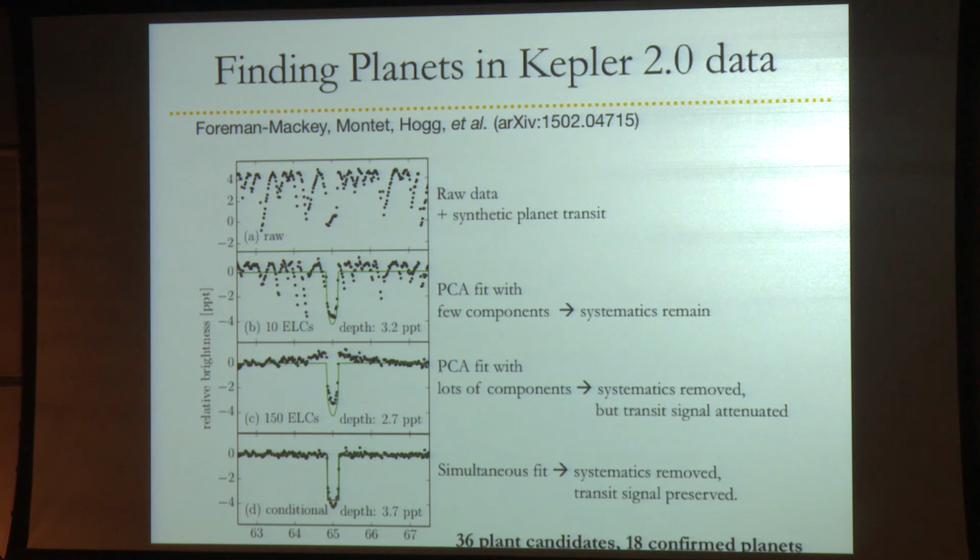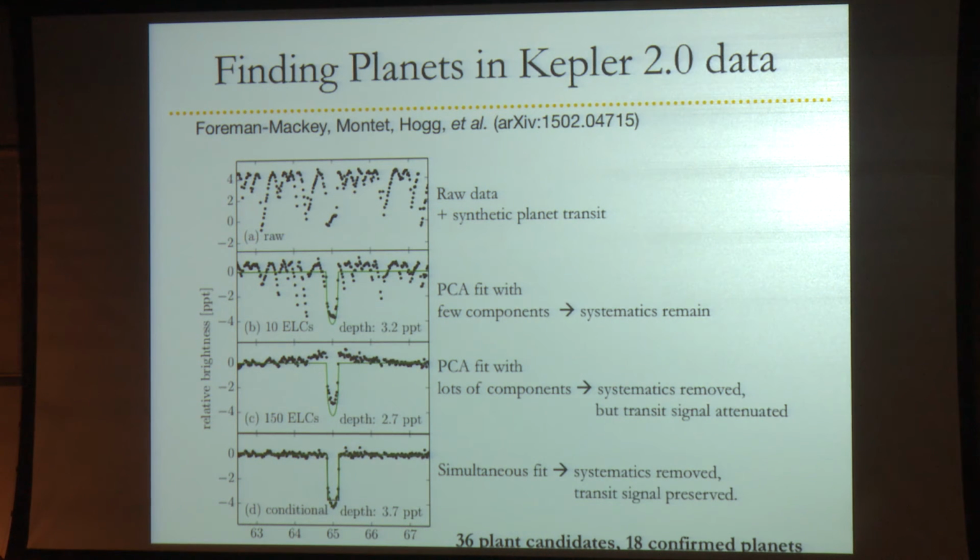I may not have time quite to get through this slide, but this is just showing what happens if you take a light curve from the Kepler data. They put in a synthetic planet transit. If you try to do a silly PCA fit, this is very similar in spirit to the S4 Detect model I showed earlier. If you have a few principal components, you will leave systematics in the signal, but you will still see your planet transit. But if you increase the number of PCA components to remove your systematic stuff, it goes away, but you start eroding the actual signal you care about.